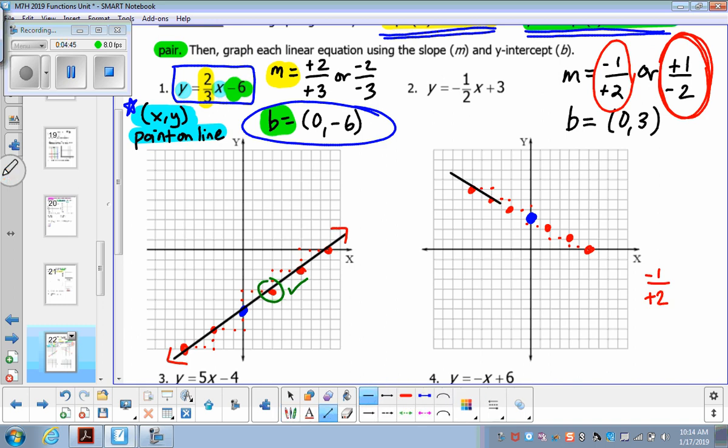Because we have a negative coefficient, we are expecting that this line will go in the other direction. And we'll put our arrows, and we're done. We have now graphed a line that has a slope of a negative 1/2, and it crosses at positive 3.